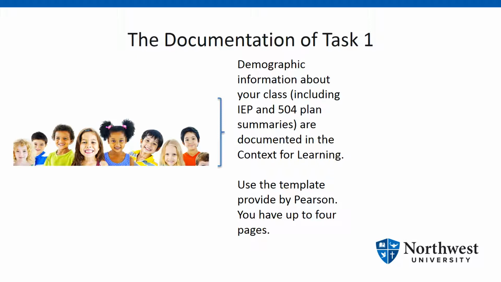So this is the 4th type of document we've talked about. We have the lesson plans, we have the key instructional materials, we have the assessments, and now we have the Context for Learning form, which tells about your students. All right, to review. We have 3 types of documents that talk about your plans. We have 1 document, the Context for Learning, that talks about your students.